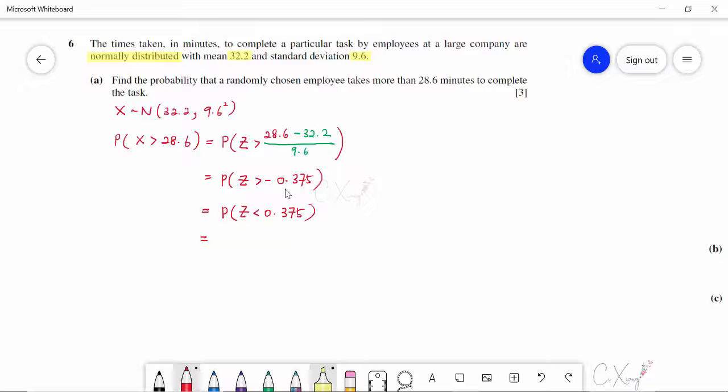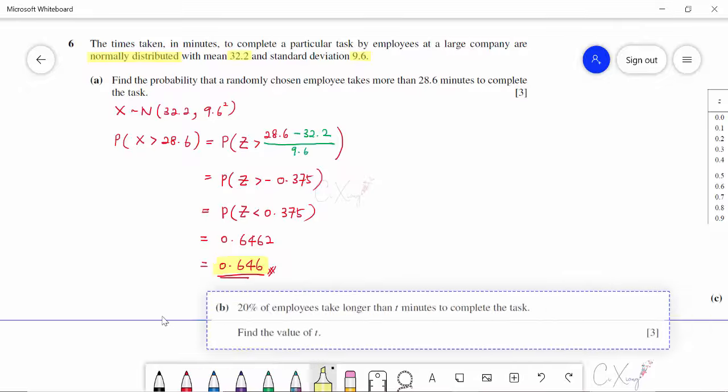Okay, so from the normal distribution table, you try to find out the value straight away. All right, it is very straightforward, so it should be 0.6462 from the table, and if you want, you can change it to 3 significant figures, which is 0.646. Right, so this is what we have for part A. Okay, so then we can continue to part B. Let's have a look at part B.